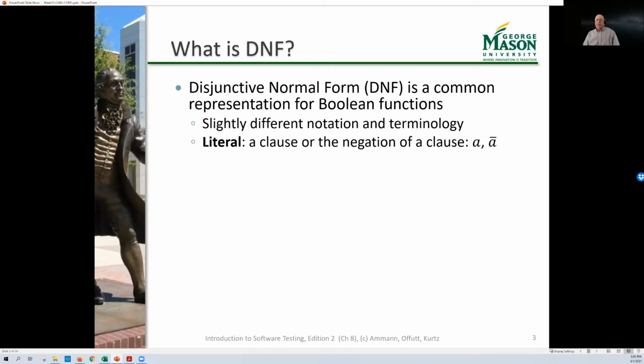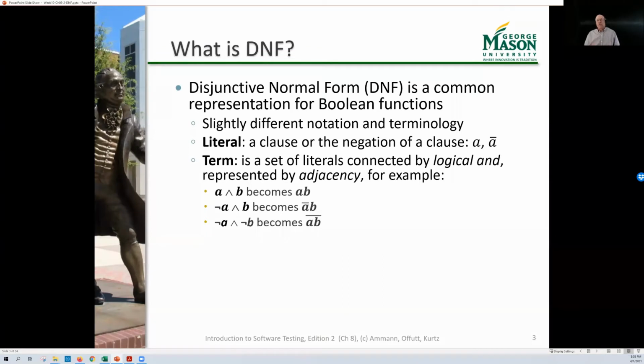Okay, so picking up with DNF, disjunctive normal form, as I said, it's another representation for Boolean functions, a lot like what we were looking at last week. So we can have a literal, which is a clause, which is just the letter straight, or we can have the negation of a clause, where instead of using that little broken minus sign for not, we're now using an overstrike bar, right? So a bar over. So those two things would be read as A and not A.